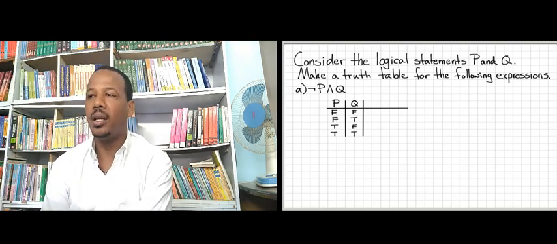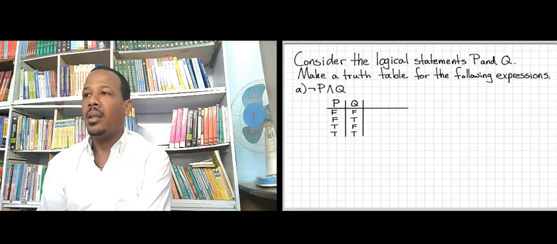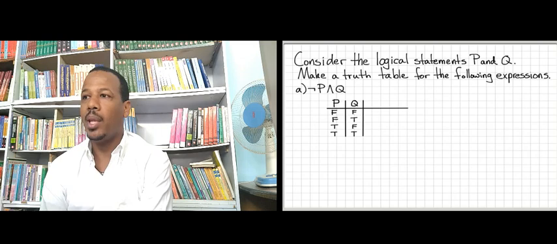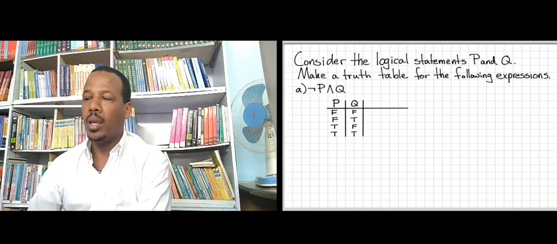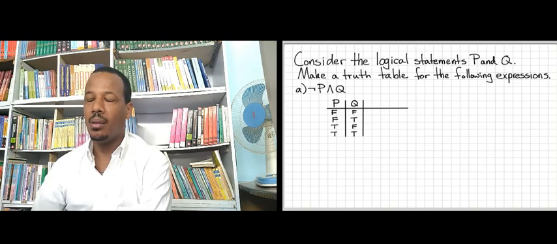We already assigned the truth values for P. So negation of P will be the negation of the first column, that means the P column. When P is false, the negation of P is true. When P is false again, the negation of P will be true. When P is true, the negation of P will be false. When P is true again, the negation will be false.